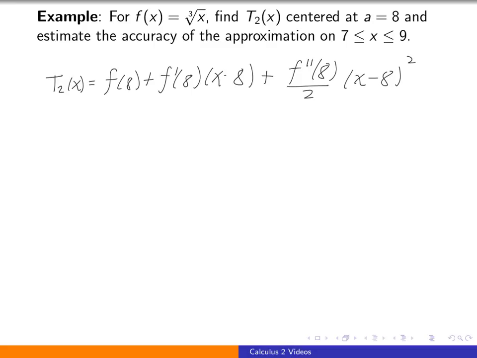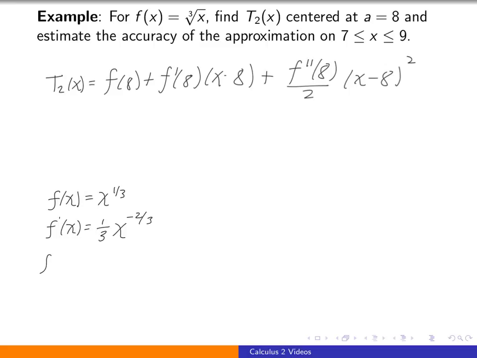So once again, we need to find three numbers. The function evaluated at 8, f prime at 8, f double prime at 8. So let's do a few derivative calculations. The cube root of x can slightly more conveniently be expressed as x raised to the 1/3 power. Then the power rule allows us to differentiate very conveniently. So 1/3 x to the minus 2/3.